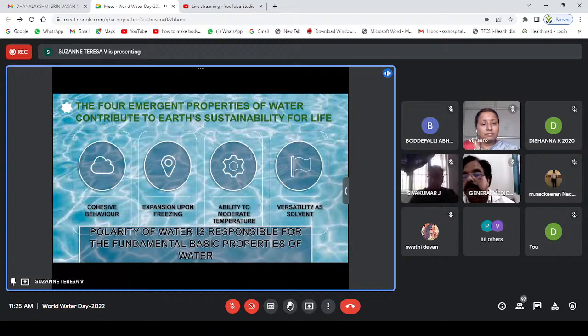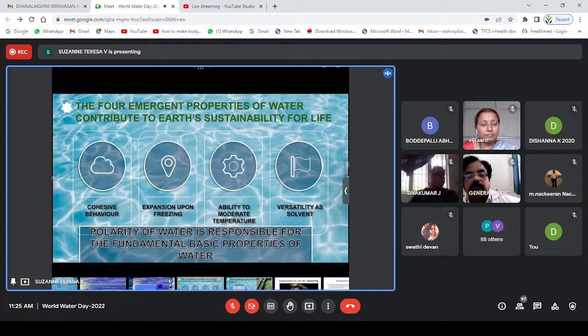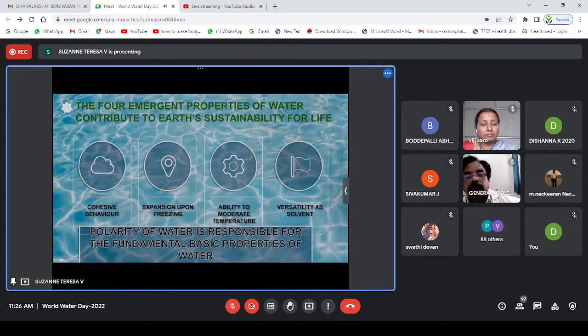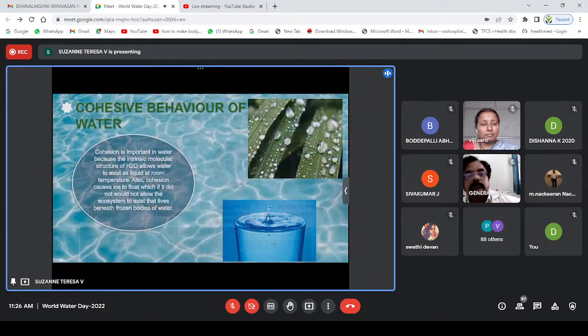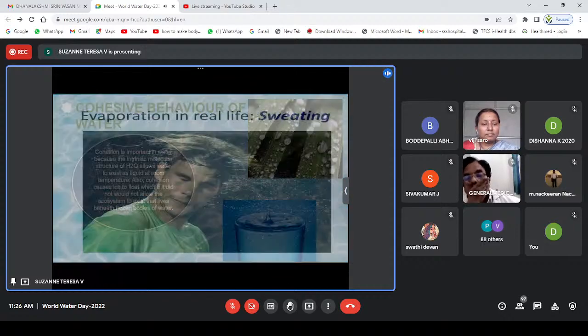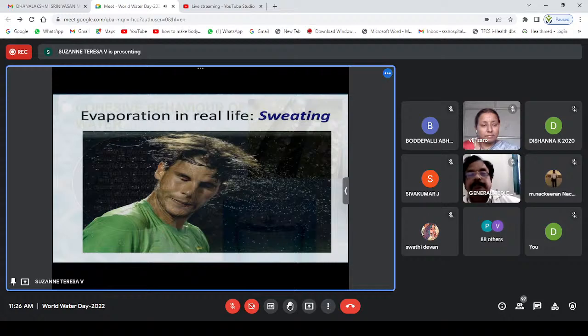The 4 emergent properties of water which contribute to Earth's sustainability for life. They are the cohesive behavior, expansion upon freezing, ability to moderate temperature, and its versatility as a solvent. The polarity of water is responsible for the fundamental basic properties of water. The unique bonding in water makes water molecules stick together in a property called cohesion. Cohesion contributes to water's high boiling point, which helps animals regulate their body temperature.